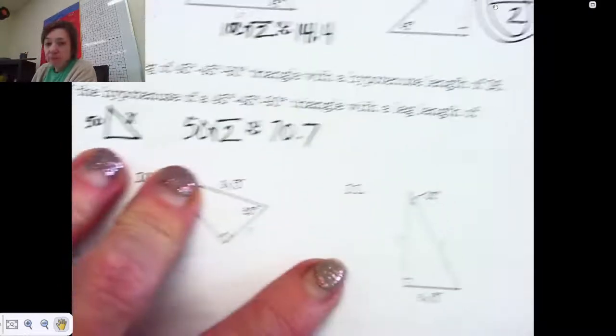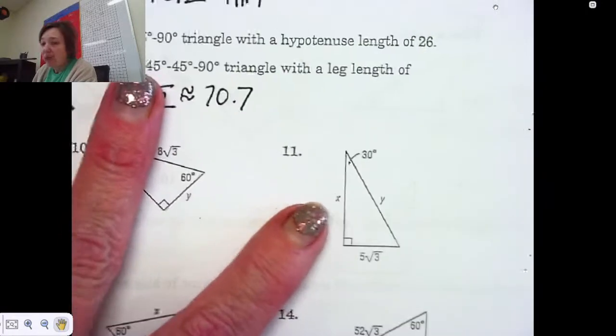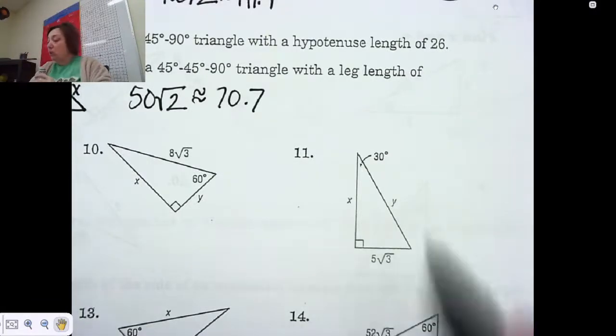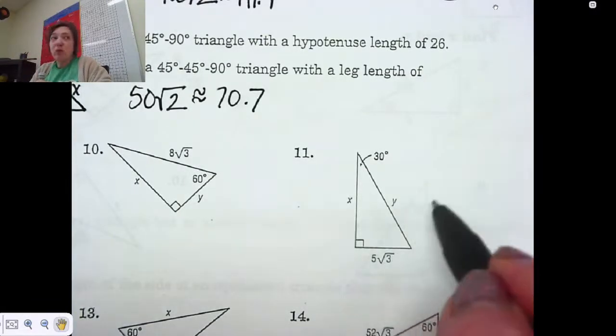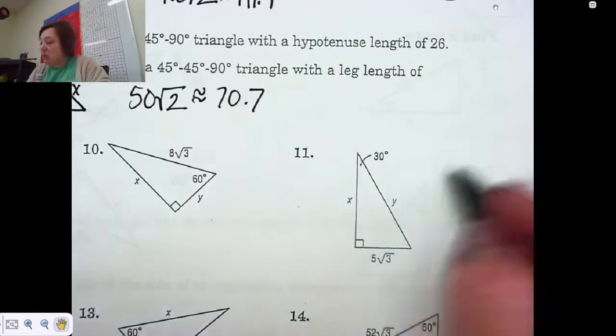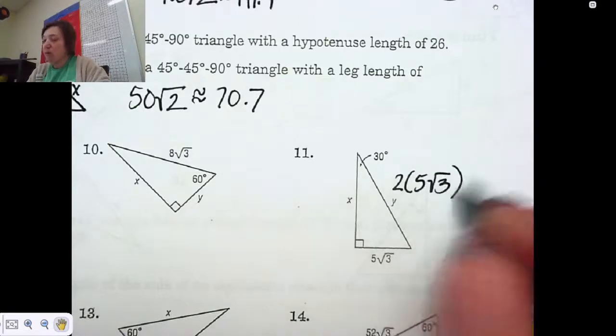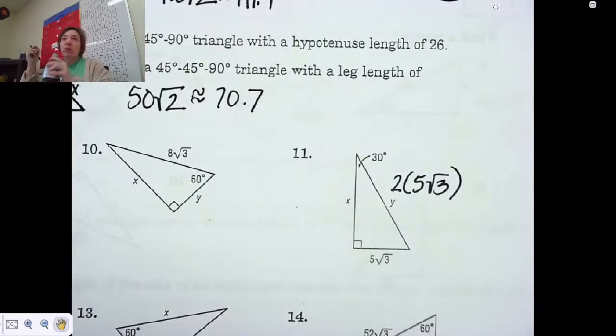Let's look at number 11. So on number 11, what did they give us? Which side? They gave us the shortest side, right? So when we're doing the longest side, it's the shortest side times 2. So that means we would have 2 times 5 square roots of 3. This trips everybody up. I want to see if any of y'all know what we should do.